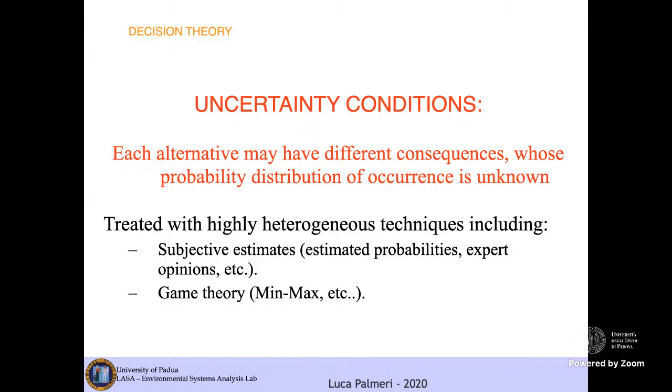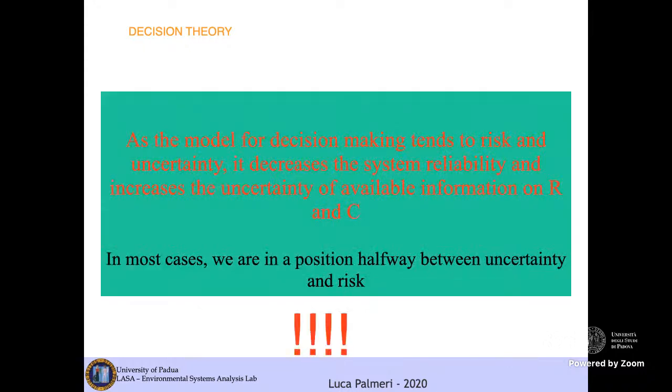In uncertainty conditions, instead, an alternative may have different consequences whose probability distribution of occurrence is a priori unknown. So it is treated with highly heterogeneous techniques, including subjective estimates, estimated probabilities, expert opinions, but also, in decision theory, we have game theory, which is one of the branches of decision theory, and provides a series of mathematical tools, for example, the minimax methodologies and so on, that allow us to sort and rank the different alternatives.